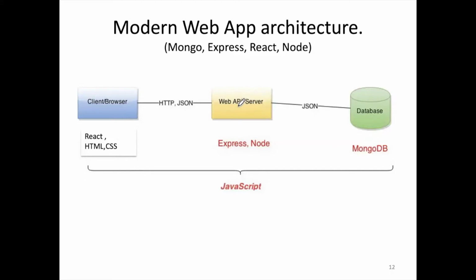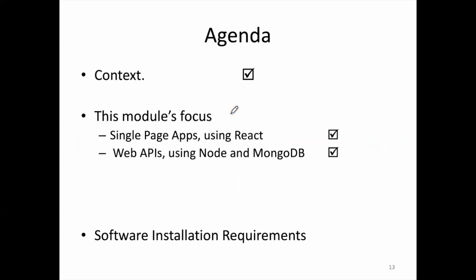We could have chosen a Python framework or a Java framework or a Go framework, all of which are very popular, but then trying to juggle two languages in the one module mightn't be the best idea, really. So this is why we're sticking with Node and Express in the middle. So here we are. The module's focus is going to be single page apps using React and web APIs using Node and Mongo, and Express not mentioned there.